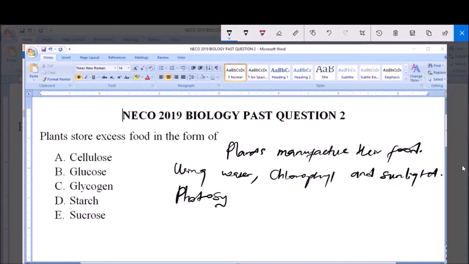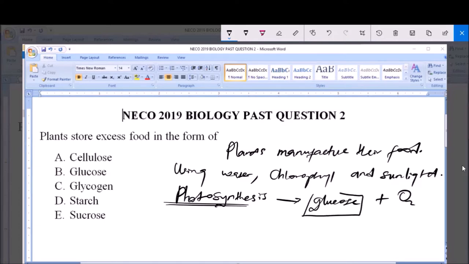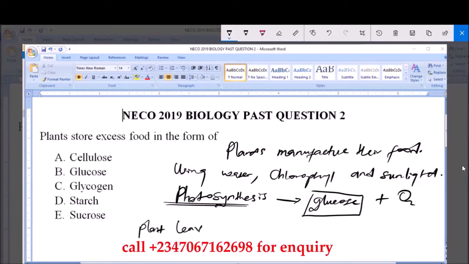So the process by which plants manufacture their food with the help of water, chlorophyll, and sunlight is known as photosynthesis. Now when photosynthesis occurs, plants manufacture their food in form of glucose, and the byproduct of photosynthesis is oxygen. But the glucose is the main thing. Now this glucose, when stored in the plant body, mostly in the plant leaves, is stored in form of starch. Remember, glucose is a monosaccharide, but starch is a polysaccharide.